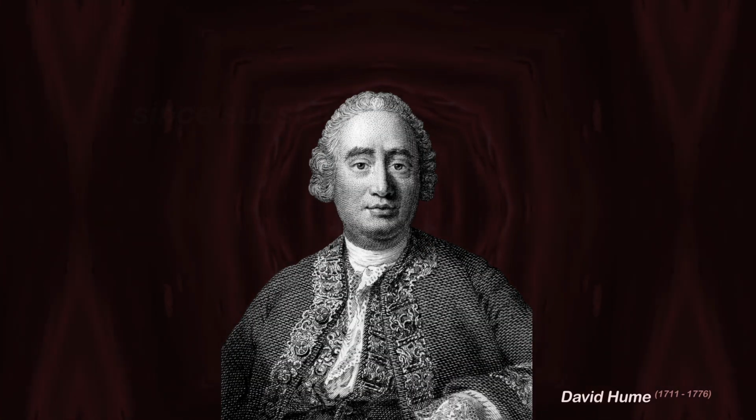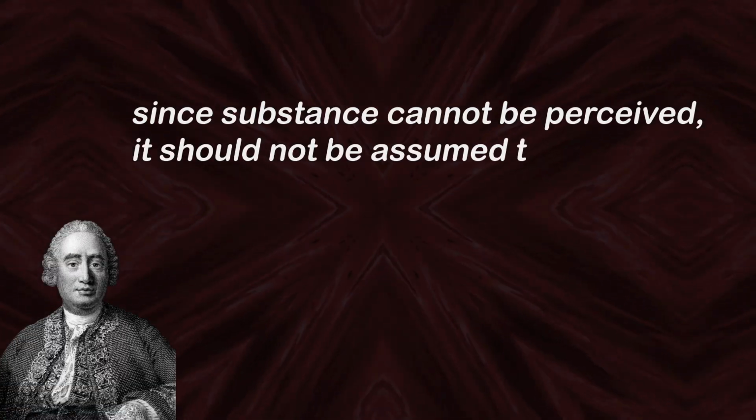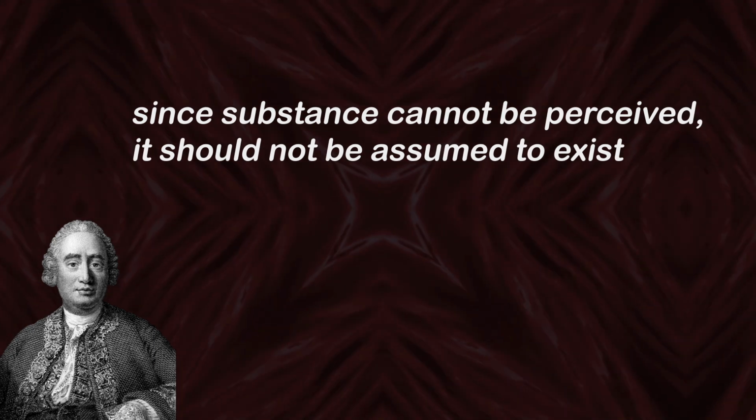Substance theory was pretty much taken for granted until the 18th century. Hume criticized the theory of substance and claimed that since substance cannot be perceived, it should not be assumed to exist. According to Hume, an object consists of its properties and nothing more. This is called bundle theory.